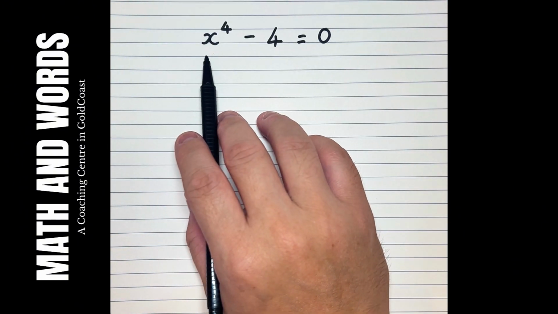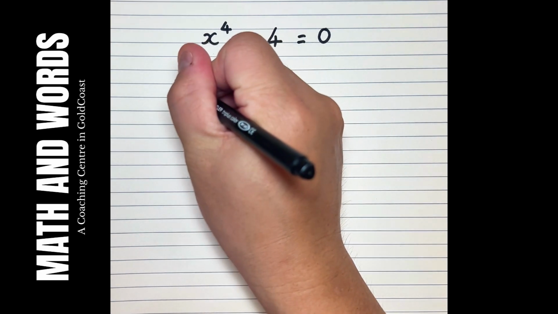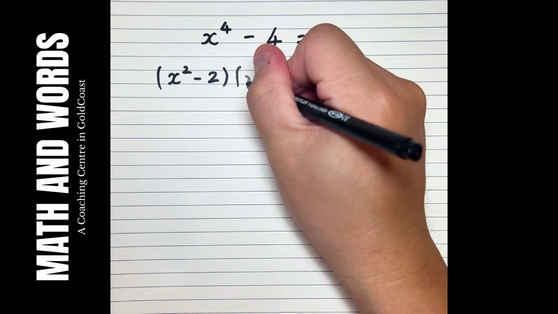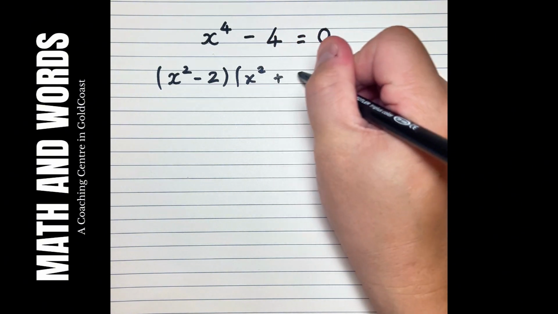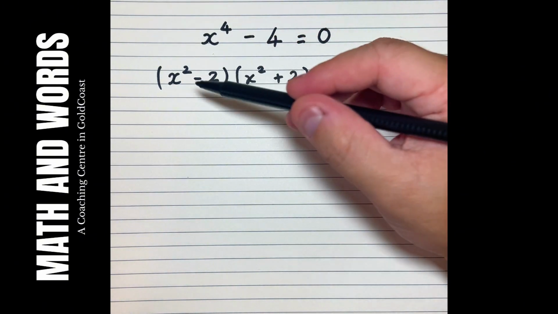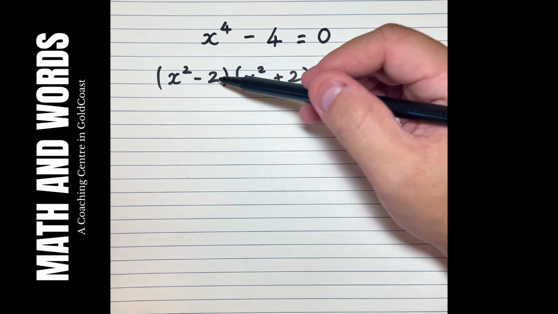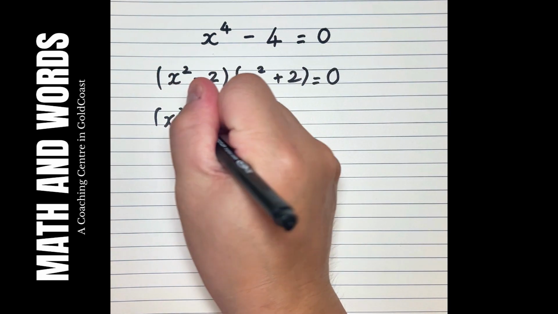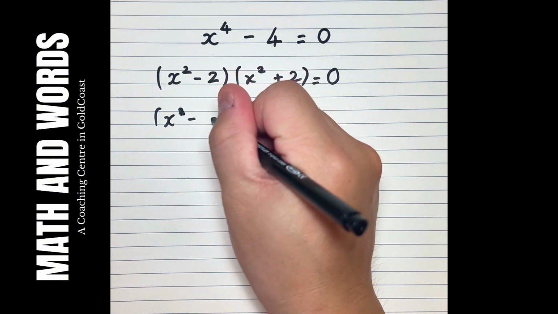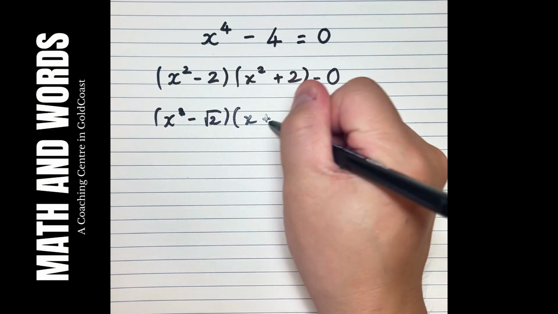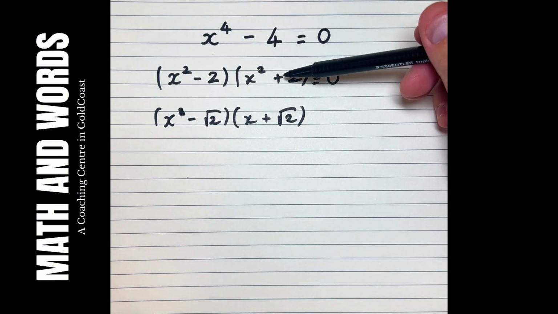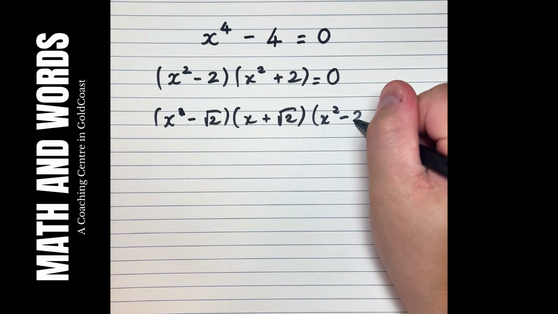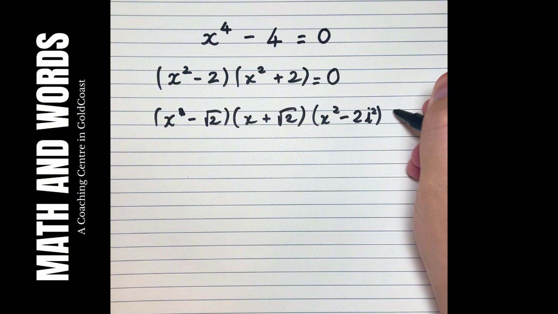First of all, I'm going to factorize this out. So I have x squared minus 2, I'm just using the difference between two squares, then x squared plus 2, that equals 0. And then over here, I will further factorize this one again. So x squared minus 2 becomes x minus root 2 and x plus root 2. For this bracket, I will rewrite it as x squared minus 2i squared equals 0.